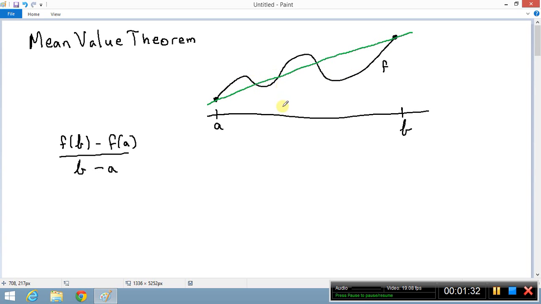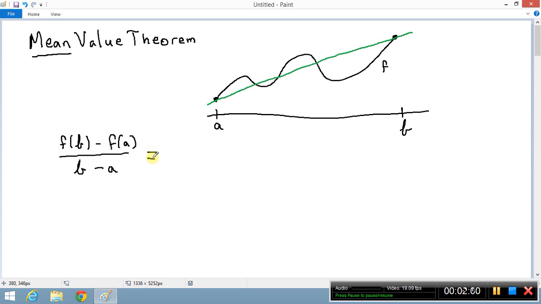It neglects how you got there. You may have been going very, very fast part of the time and tapering off the rest of the time, or you could have gone straight across or dipped down and then eventually sped up to get there. But the average is just the difference in the y values, how far you got, divided by how long it took to get there. This is the average, the mean. That's why it's called the mean value theorem. It talks about this average rate of change.